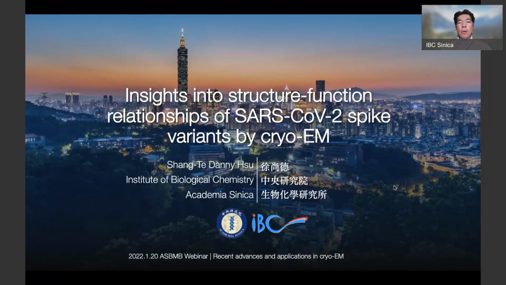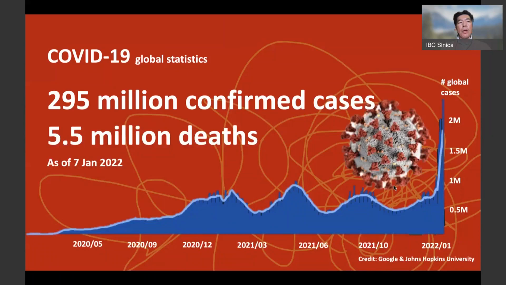I would like to thank the organizers for the opportunity to share our recent structural studies on the SARS-CoV-2 spike variants by cryo-EM. The past 2 years have witnessed multiple waves of COVID-19 infections, leading to millions of confirmed cases and millions of deaths. Multiple variants of concern or variants of interest have been reported. They have different mutations in their genome, particularly in their spike proteins.